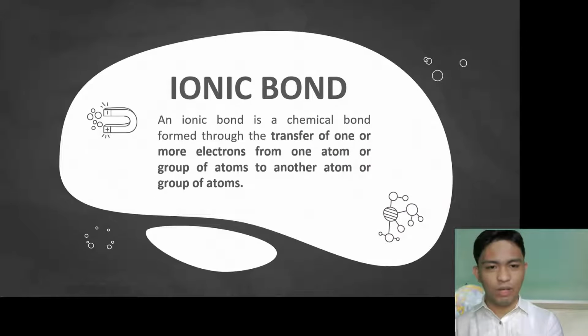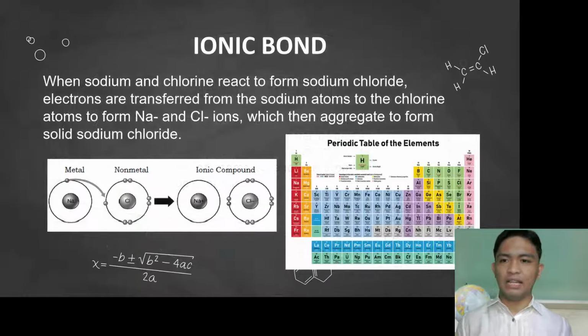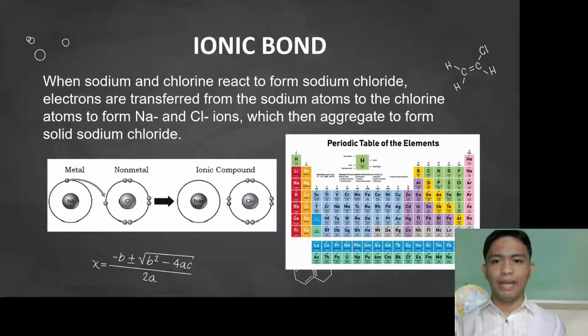So again, as we have mentioned, ionic bond is a chemical bond formed through the transfer of one or more electrons from one atom or group of atoms to another atom or group of atoms. So it involves the transfer of one or more electrons. So paano ba nangyayari yun? Let's take for instance, sodium and chlorine. Okay, so when sodium and chlorine react to form sodium chloride, this is our table salt, electrons are transferred from the sodium atom to the chlorine atom to form your sodium and chlorine ions.